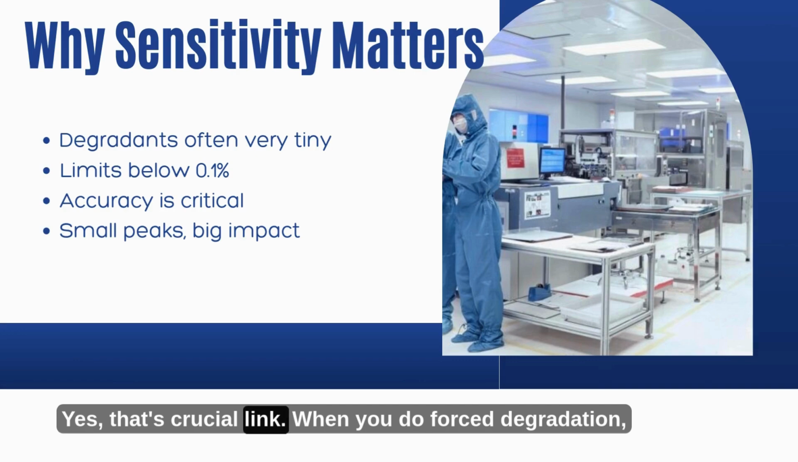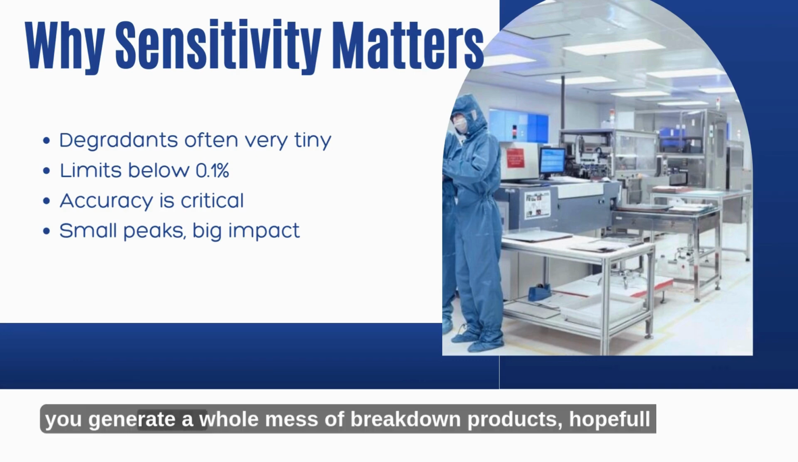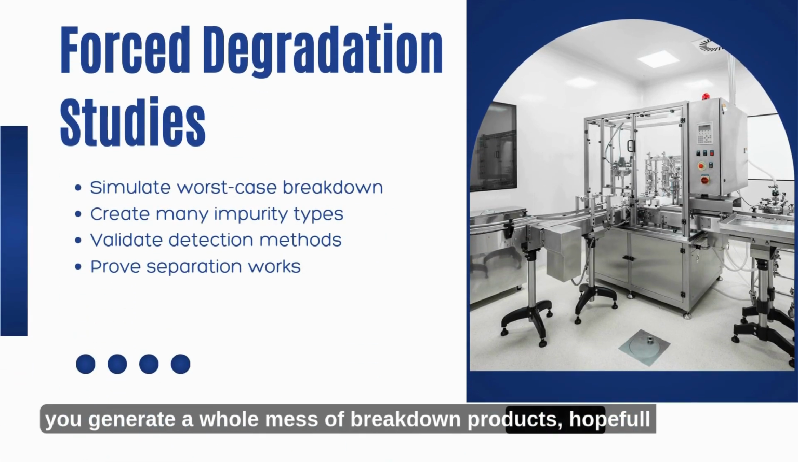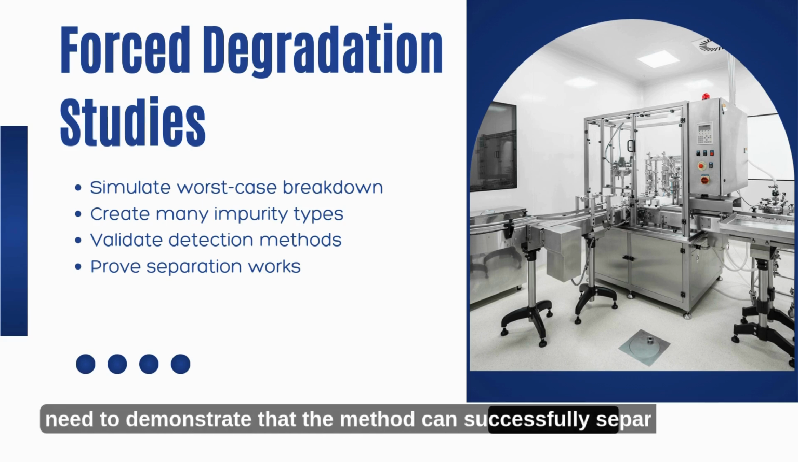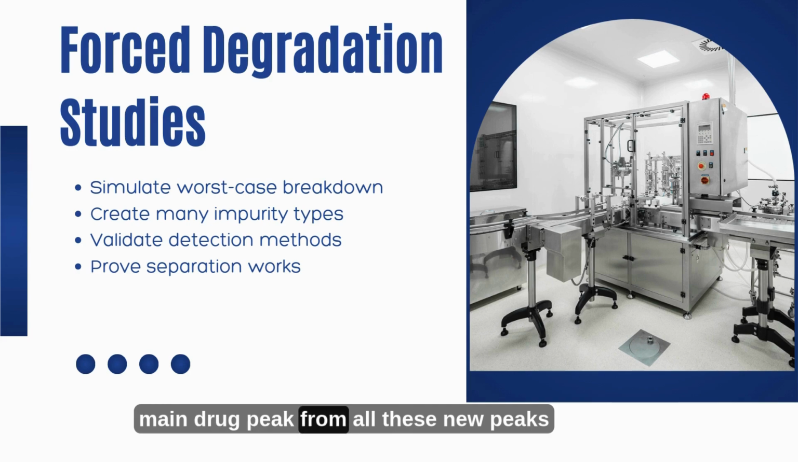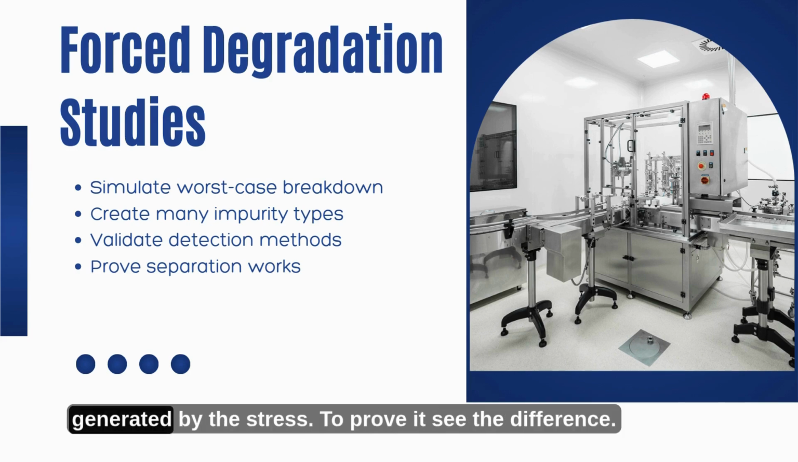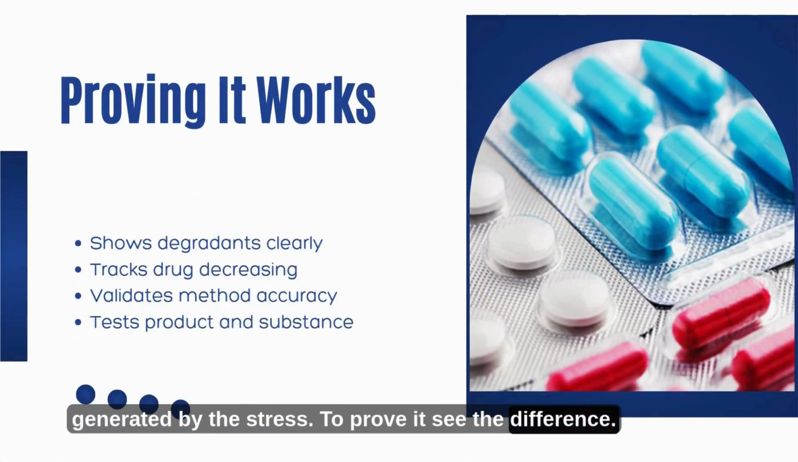Yes, that's a crucial link. When you do forced degradation, you generate a whole mess of breakdown products, hopefully representing everything that could form. The worst case scenario stuff. Right. Then you run those stress samples through your HPLC method. You need to demonstrate that the method can successfully separate the main drug peak from all these new peaks generated by the stress. To prove it can see the difference.